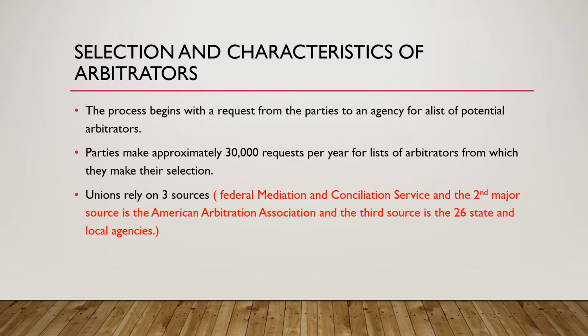Selection and characteristics of arbitrator. The process begins with the request from the parties to an agency for a list of potential arbitrators. There are approximately 30,000 requests per year for lists of arbitrators from which parties make their selection. Unions rely on three sources, which are the Federal Mediation and Conciliation Service. Second, a major source is the American Arbitration Association. Third would be the 26 state and local agencies.